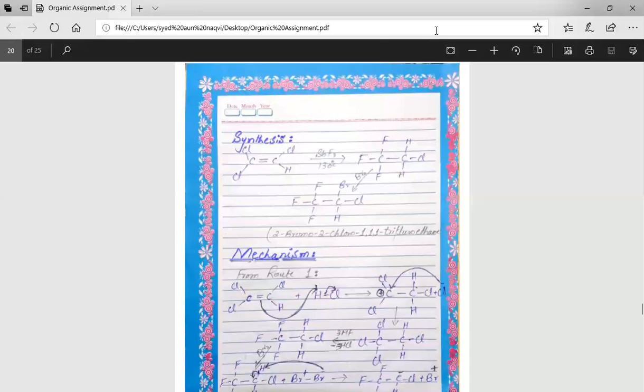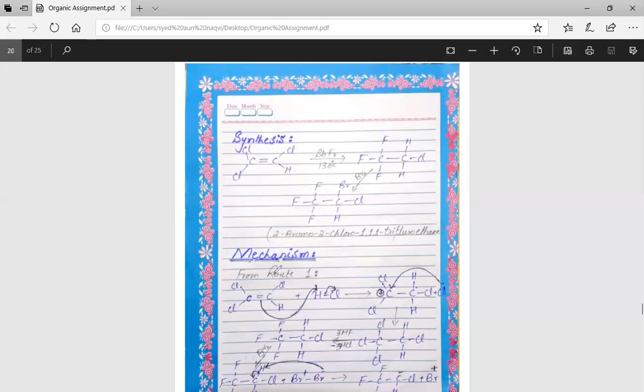So for the synthesis of route two, we use trichloroacetylene as starting material, and in the presence of antimony trifluoride at 130 degrees Celsius, we will add three fluorine atoms at carbon one position. So we will have 1,1,1-trifluoro-2-chloroethane molecule. Upon bromination at 400 degrees Celsius, this compound is converted to 2-bromo-2-chloro-1,1,1-trifluoroethane molecule. So this is halothane, our final product.